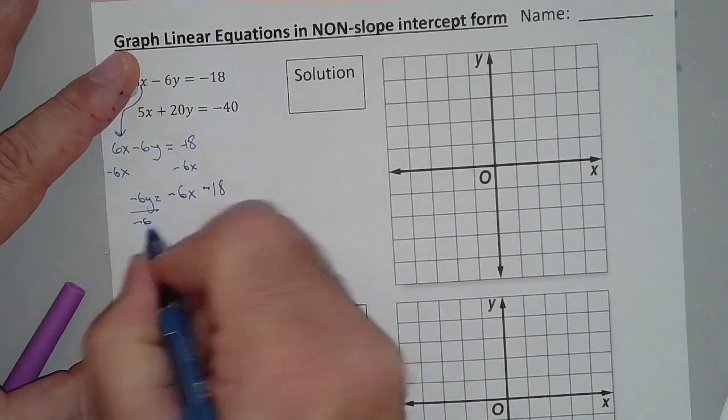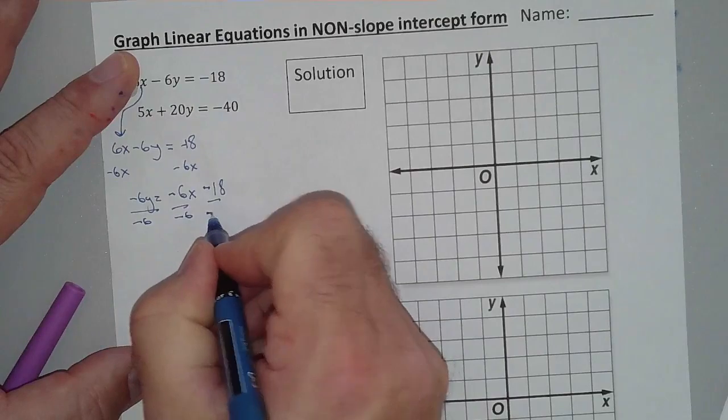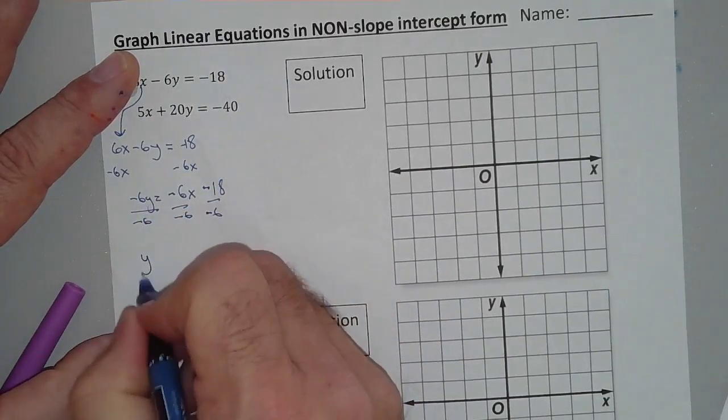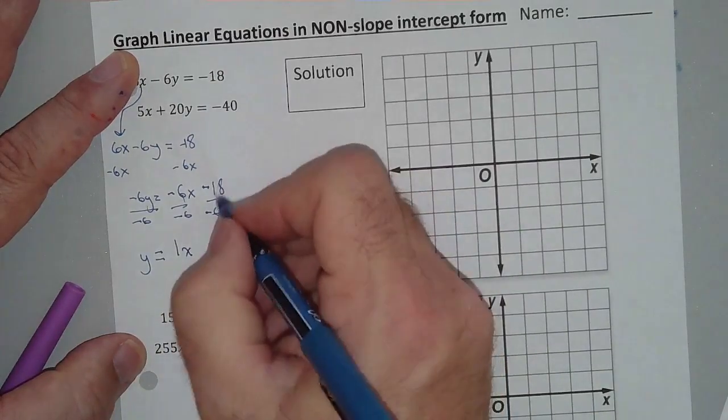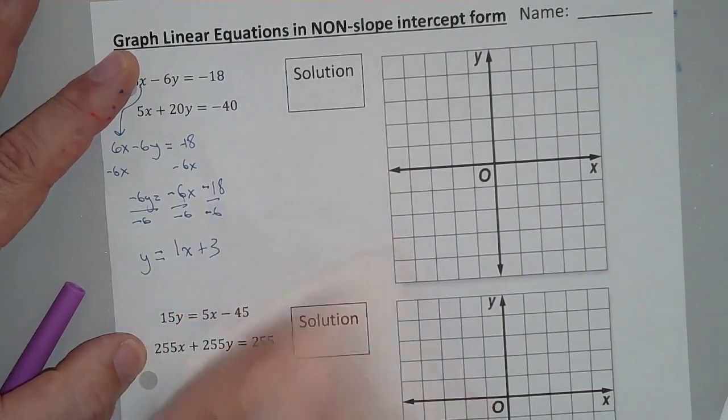Now I'm dividing by negative 6. Negative divided by a negative makes a positive. Negative divided by a negative gives me a positive 3.